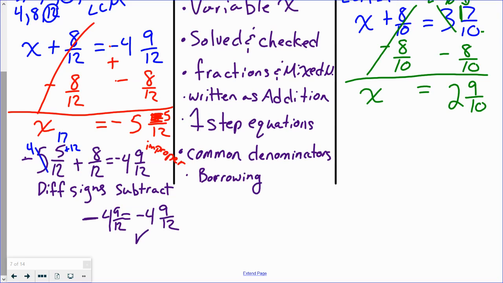All right, so we said that x was 2 and 9/10. We're going to add 8/10 to that. Does that equal 3 and 7/10? All right, so if we add 8 and 9, that makes it 17/10. That's the answer.